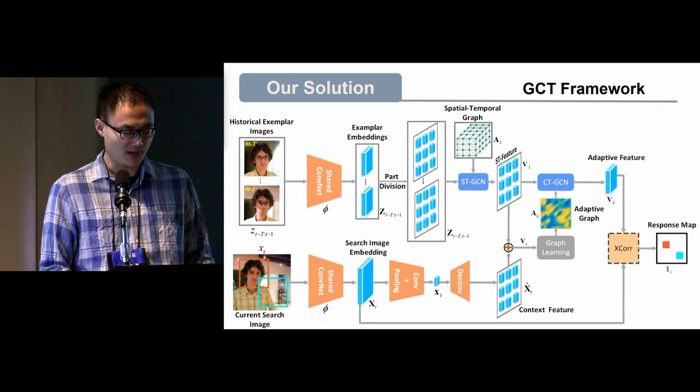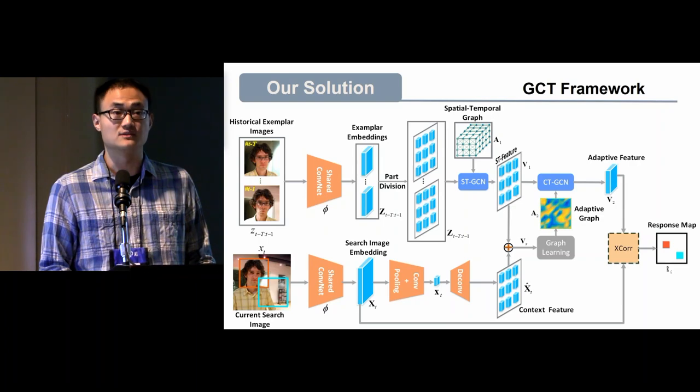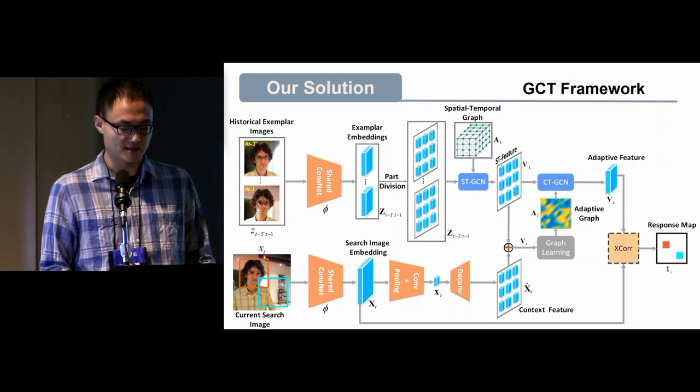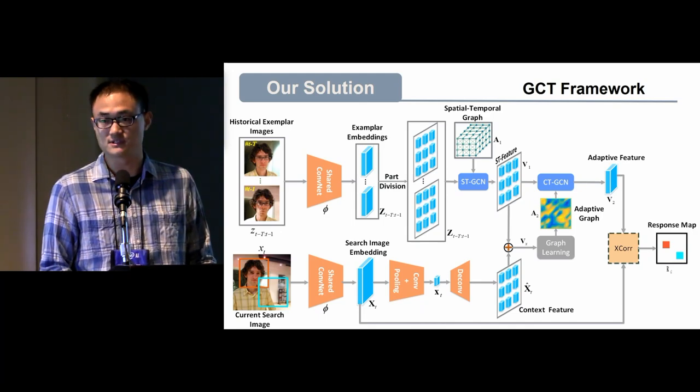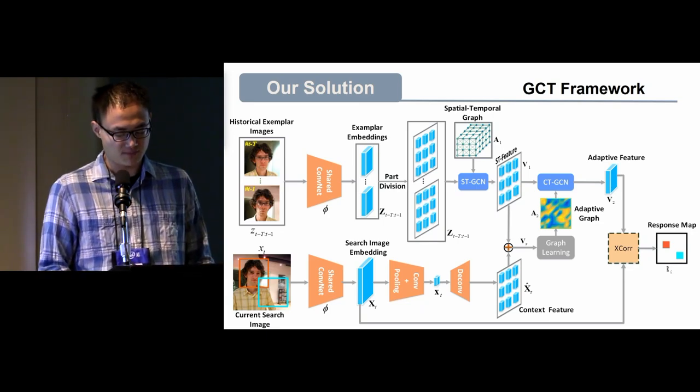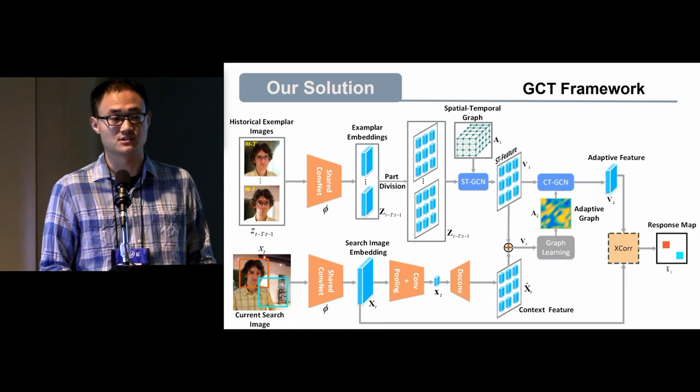This is our pipeline. For the historical exemplar images, we use STGCN to generate the ST features with a spatial-temporal graph. Then, the generated ST feature is combined with the current context feature to produce an adaptive graph, which is used by the CTGCN to produce the adaptive feature. This feature is evaluated on the search image embedding via a cross-correlation layer for target localization. We use multi-scale patches to estimate the scale of the target.